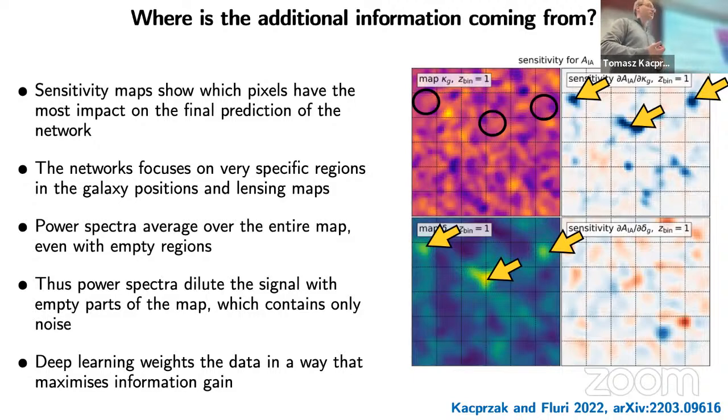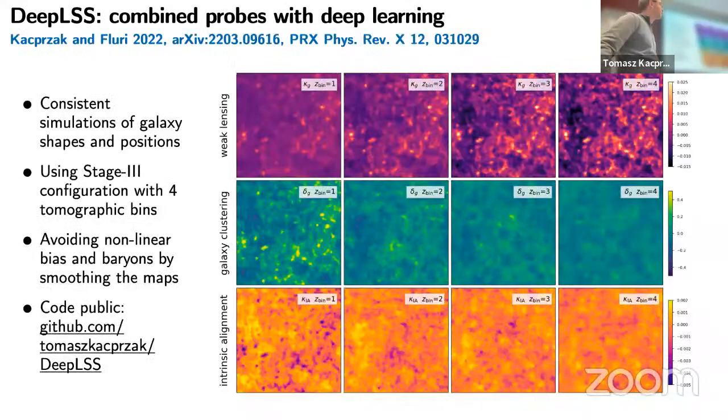So, I have a question. When you say they combine the DeepLSS, basically galaxy clustering and lensing, is this the 3 times 2 point basically standard analysis, or what is that exactly?